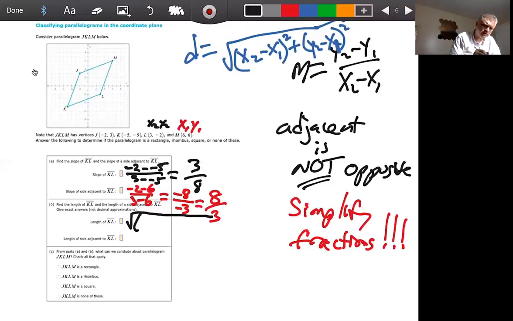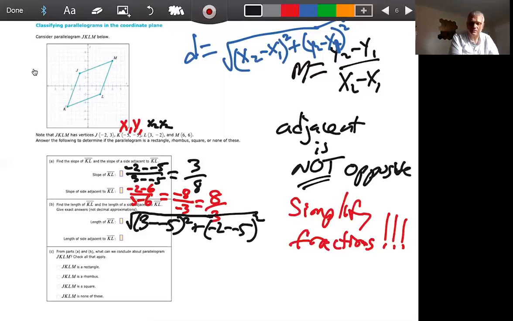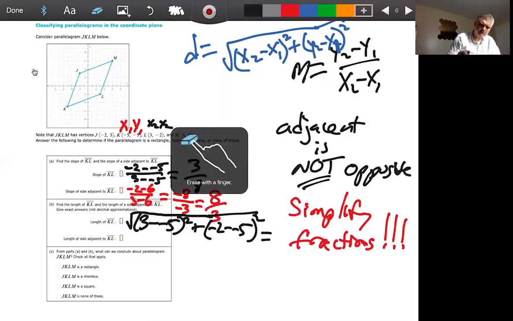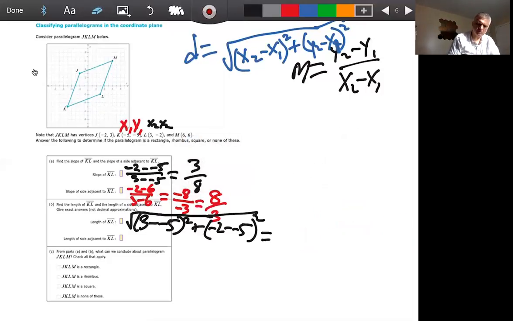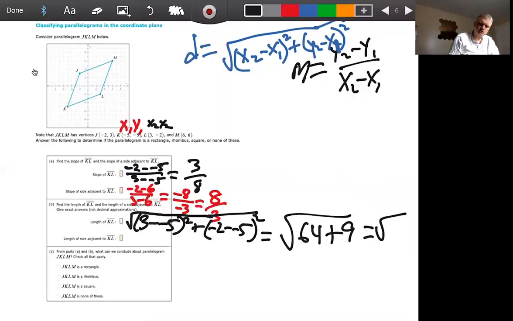So back to KL. We're going to ignore these guys here. This is going to be x1, y1 and x2, y2. So KL is x2 minus x1 squared, so 3 subtract -5 squared, plus -2 minus -5 squared. 3 minus -5 is 8. 8 squared is 64. -2 minus -5 is 3. Squared is 9. So the length is the square root of 73.